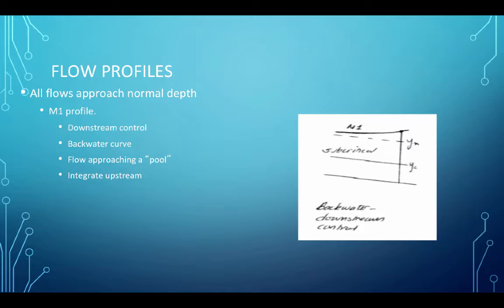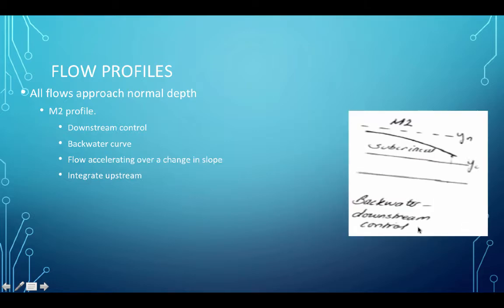Here's just a few. Here's a mild 1 profile. The critical depth is shown here. The normal depth for the channel is up here, and our profile lies above it. That would be called an M1 profile, and we would integrate from a control point upstream, and you have to assume that flow is going that way. Examples of this is flow coming into a pool above a weir or a dam that's overflowing on the top. The type of curve is called a backwater curve.